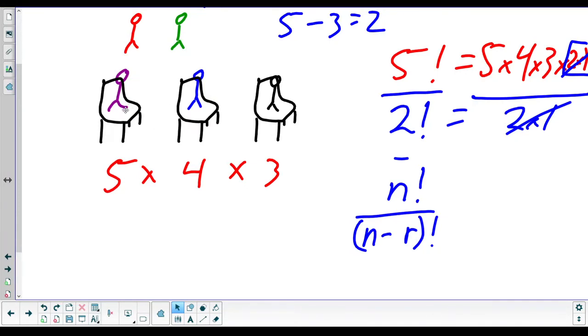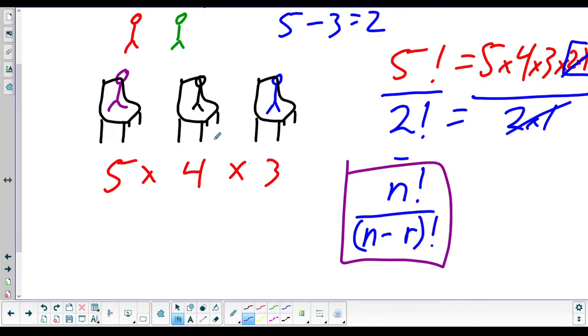So, if I have a purple person sit down, then a blue person, and a black person sit down, this is one way to permute, or one variation of people sitting down. If, however, the black person sits down after the purple person, and then the blue person sits down, these get counted again when we use this spicy formula right here.